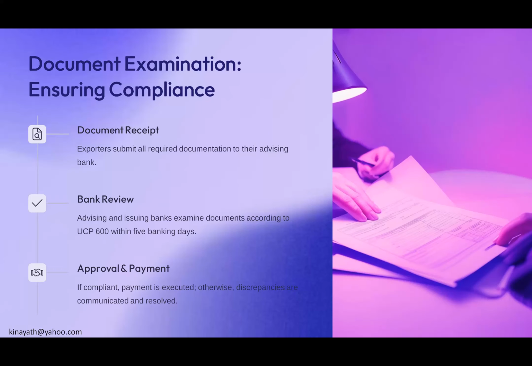Now let us look at the document examination. The combination of UCP 600, MT 700 and the Incoterms creates a robust framework for the letter of credit and protects the interest of the buyer, the seller and the bank also. So the end result is consistency, clarity, security, and efficiency.